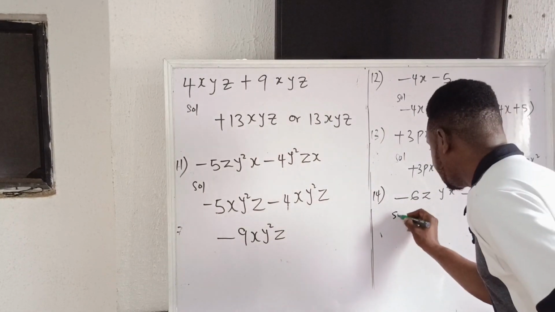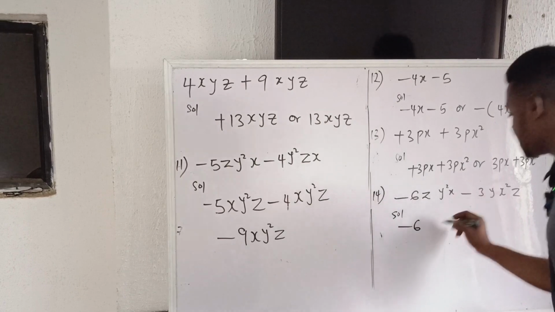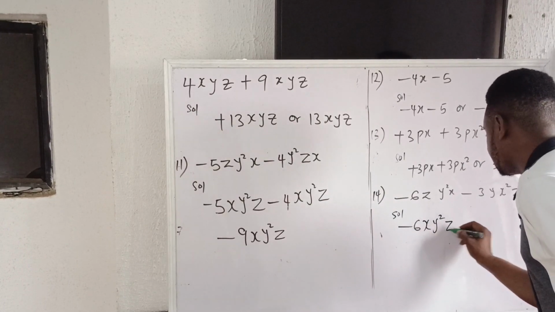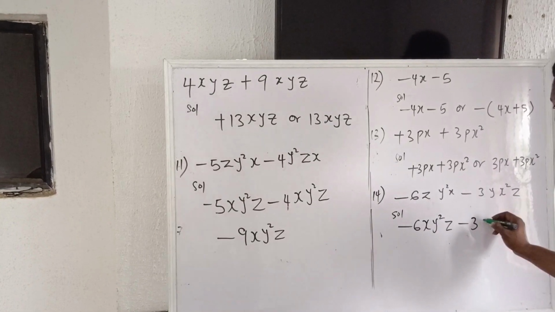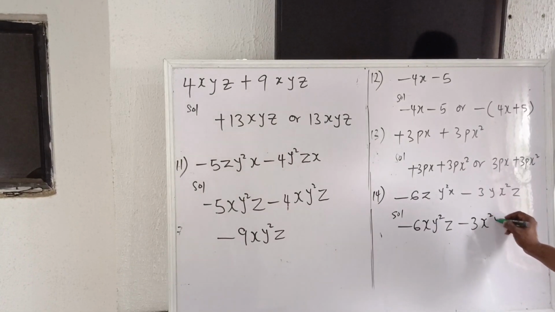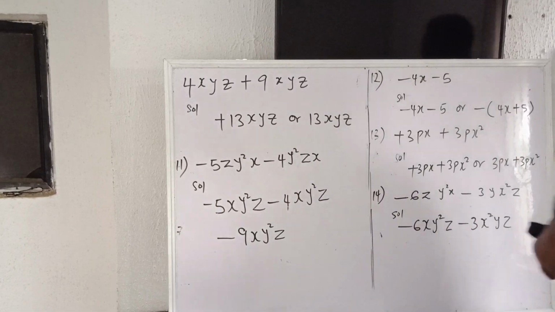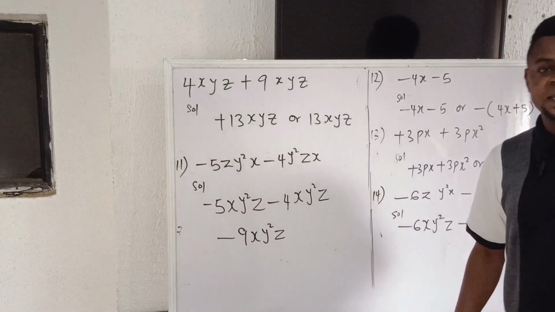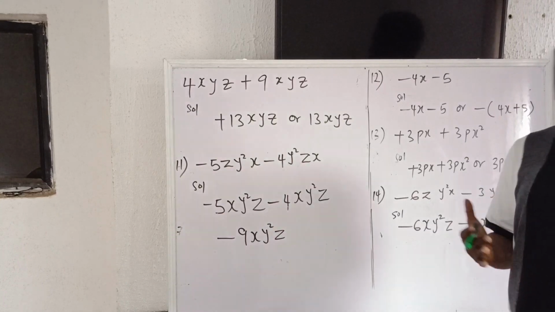So let's do that. This becomes minus 6. X comes first, so I'll put my x, followed by y, then followed by z. Minus, for this one x should also come first. I'm going to have x squared, y, and z. Now the question I want to throw to you now, do these guys have the same variable? So do you think they have the same variable? So what's the answer? No, they do not.